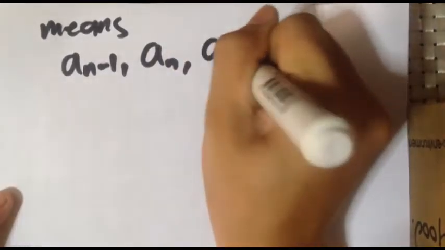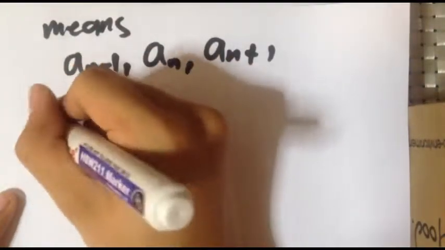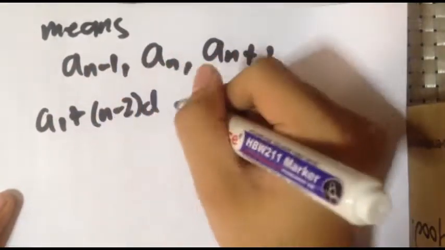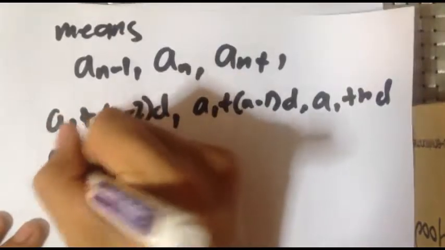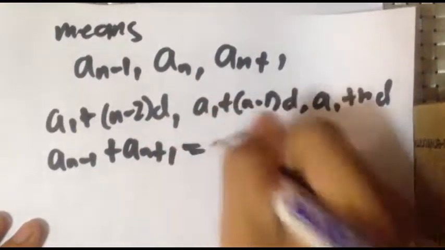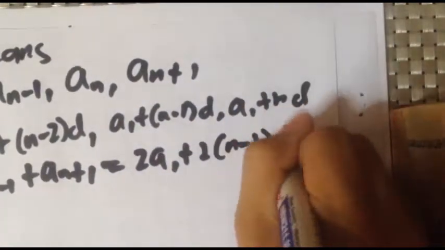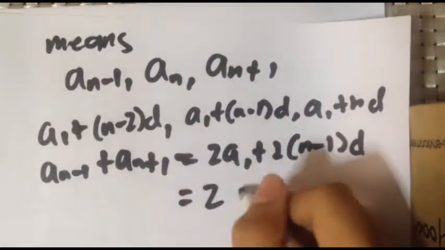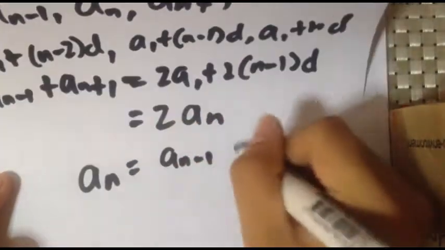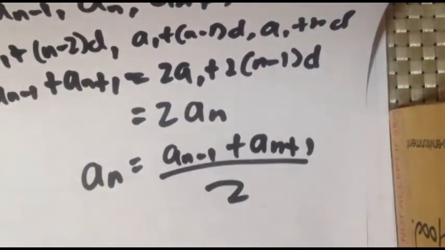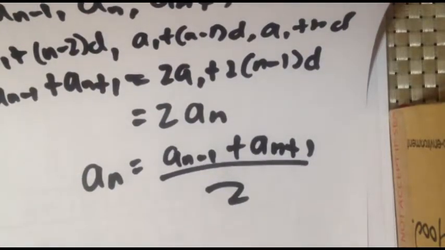Finally, let's talk about means. Consider terms in an arithmetic sequence, a sub n minus 1, a sub n, and a sub n plus 1, which are equal to a sub 1 plus n minus 2 times d, a sub 1 plus n minus 1 times d, and a sub 1 plus n times d. If we add the terms a sub n minus 1 and a sub n plus 1, we have 2 a sub 1 plus 2 times n minus 1 times d, or 2 times a sub n. This means a sub n equals a sub n minus 1 plus a sub n plus 1, over 2. So in an arithmetic sequence, each term is the arithmetic mean of its neighbors.